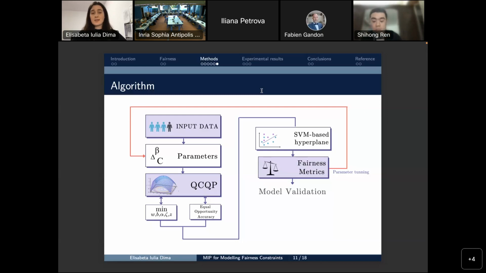And so we arrive to have a hyperplane, so an SVM classifier, and we compute our fairness metrics. And in case, due to the size of the training sample or due to the values of our data, we may not have better results than the initial problem, we may rerun our program after we tune our parameters, and then we validate the model with those certain parameters and values.